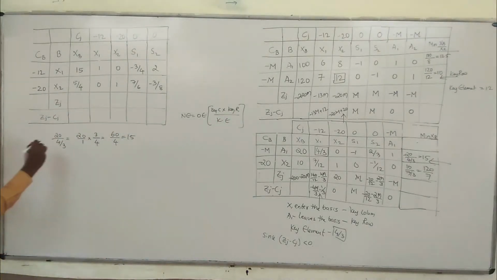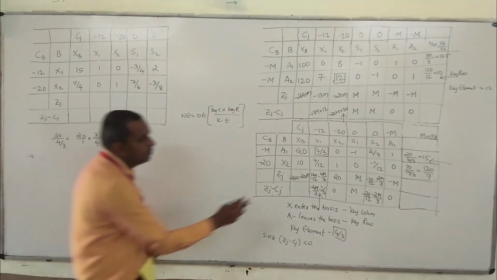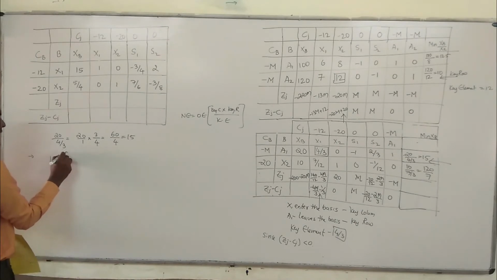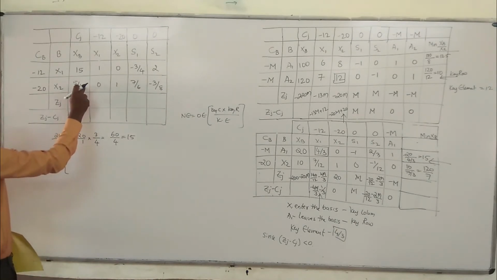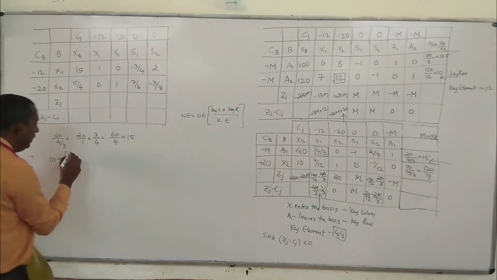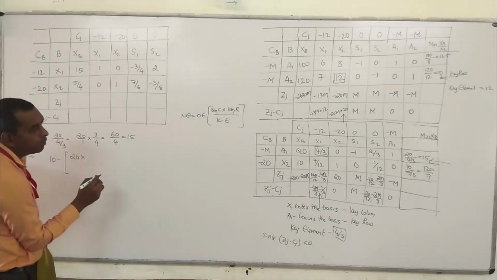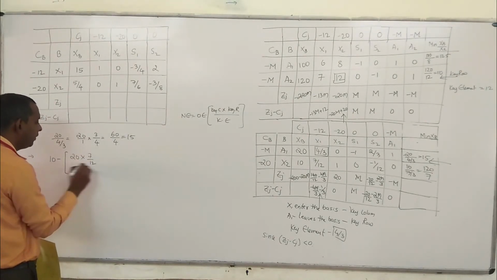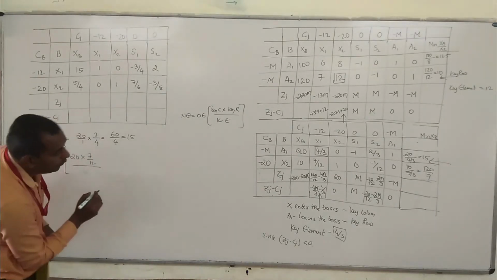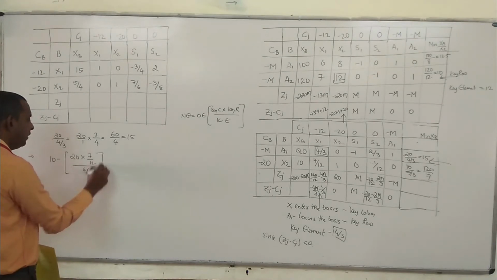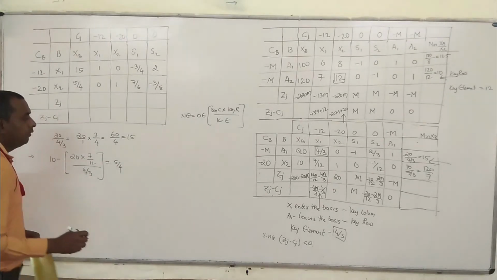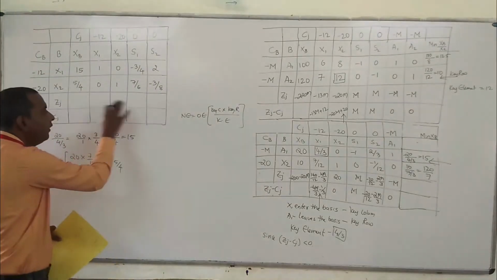By applying this formula, the old element is how much? 10 minus the product of key row and key column, that is 20 into 7 by 20, divided by 4 by 3. Fine. So this comes across as 5 by 4. This is how we are finding the values.